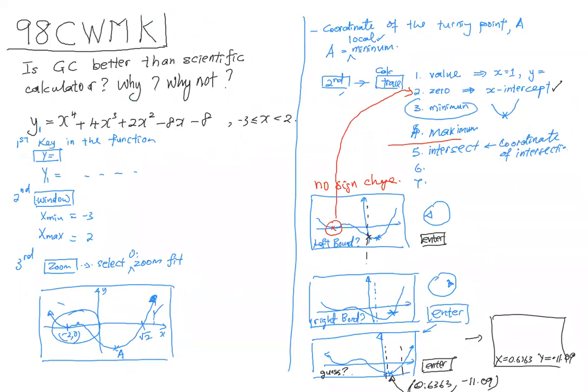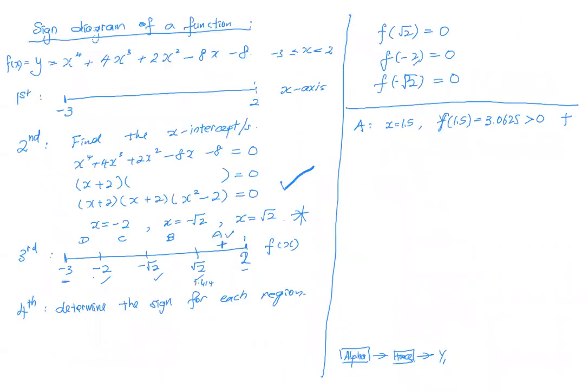So now you know the positive sign on the sign diagram, what does it represent? It's telling you the Y value is greater than 0. Are you clear? So the graph will be above the X-axis. Okay, part B, region B. What value of X must I choose?